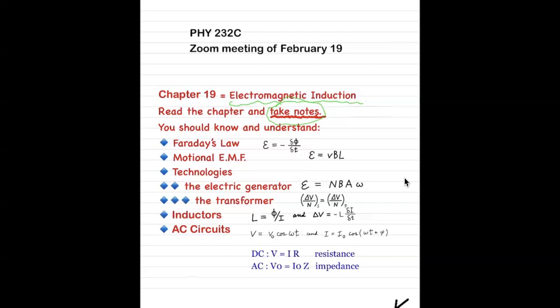Here's the basic equation. It looks very simple. It's not as simple as it looks. What's phi? What's E? But this is something that was very, very important to the development of electric technologies, because it provides a way to create an electric field.